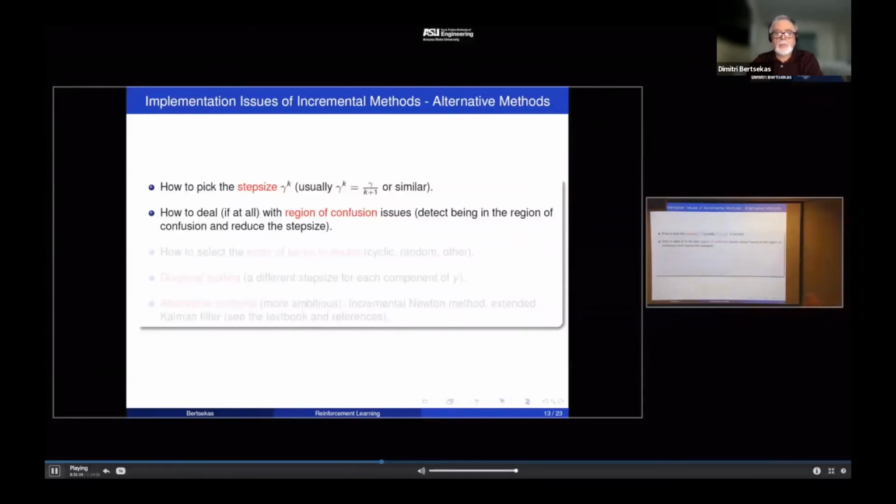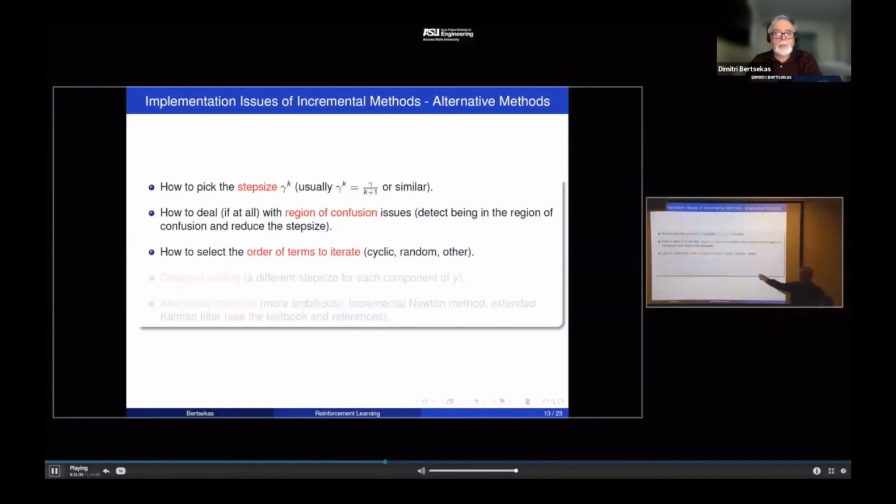But there is an issue of how do you detect that you are in the region of confusion? That may not be obvious. They require an algorithm, a criterion. At each step we pick a component on which we iterate. How do we select the order of components?